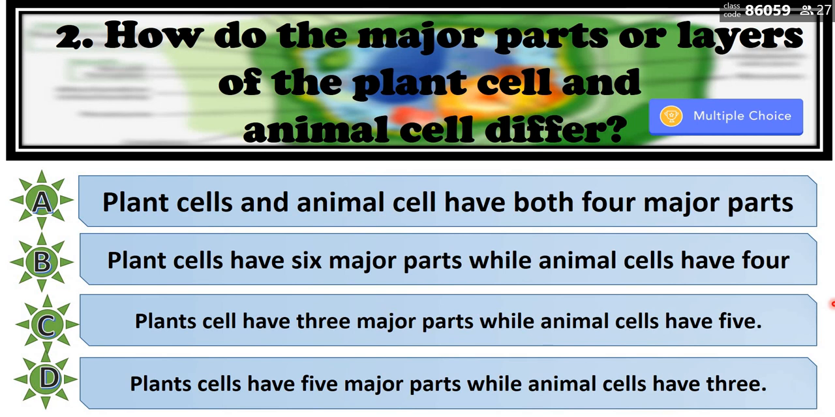Let's have number 2. How do the major parts of the layers of the plant cell and animal cell differ? A. Plant cells and animal cells both have 4 major parts. B. Plant cells have 6 major parts while animal cells have 4. C. Plant cells have 3 major parts while animal cells have 5. Or D. Plant cells have 5 major parts while animal cells have 3. Okay, time is up. The correct answer for this question is letter D. Plant cells have 5 major parts while animal cells have 3.